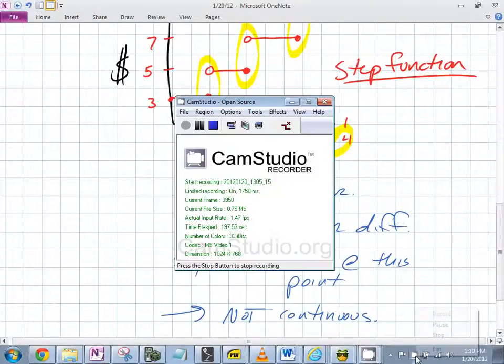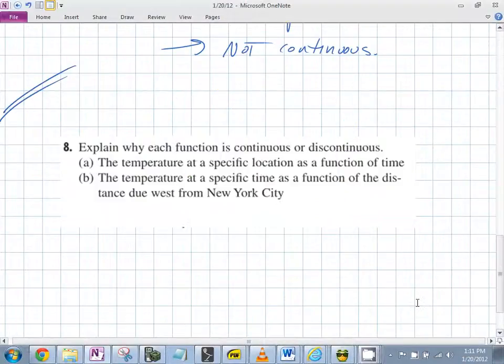Is the temperature at a specific location as a function of time continuous? Yes. Why? Someone very clearly tell me why. Why is that a continuous function?